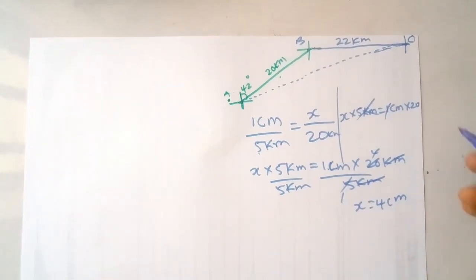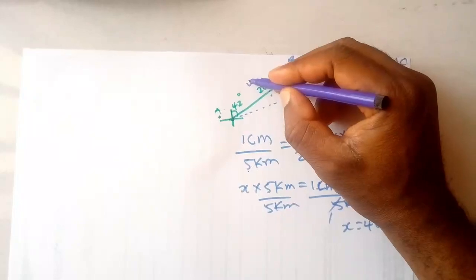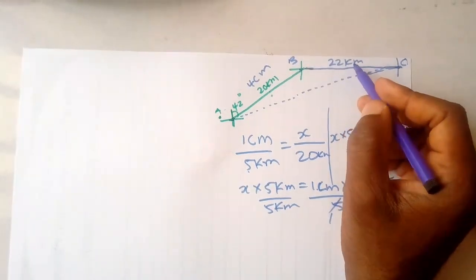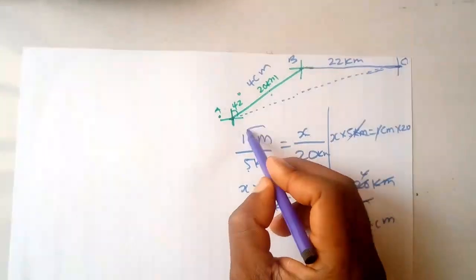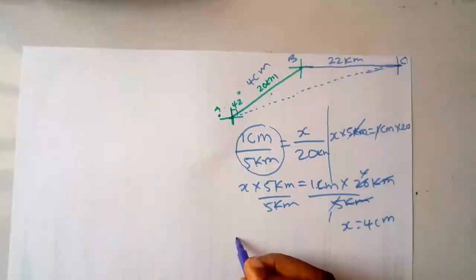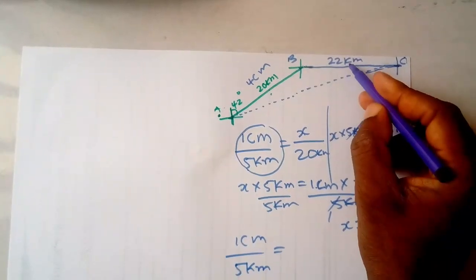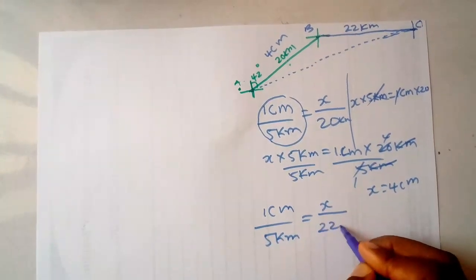Which means by the time we draw this diagram, this 20 kilometers is going to be 4 centimeters on drawing. All right. What of 22 kilometers? What is going to be the length on drawing? The scale is still 1 centimeter to represent 5 kilometers. Then for this 22, the length on drawing, let it be x, because the actual length is 22 kilometers.